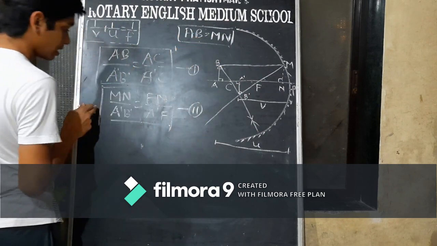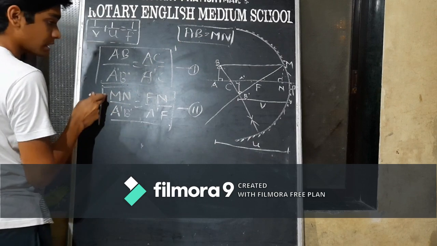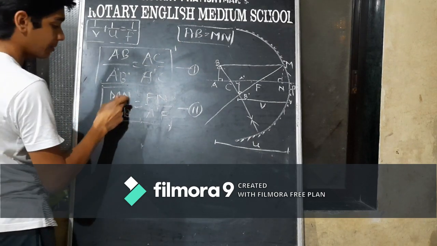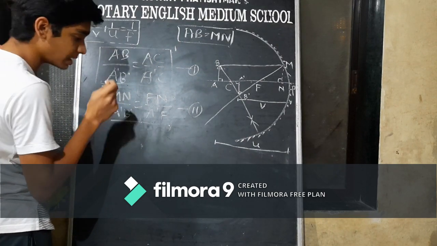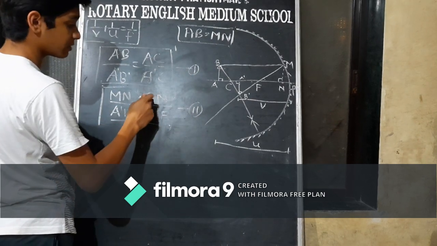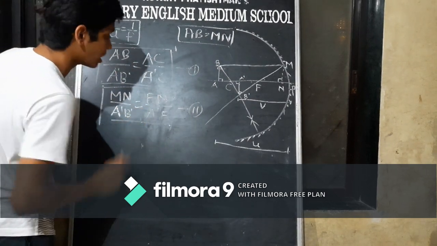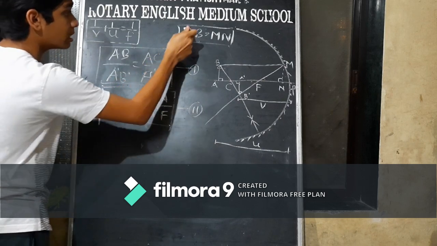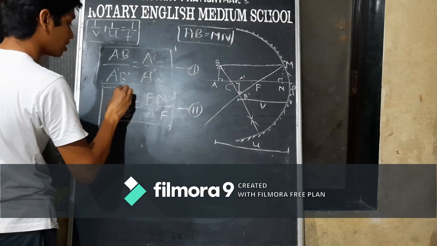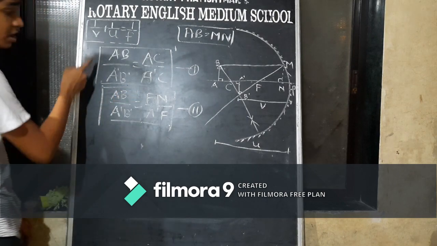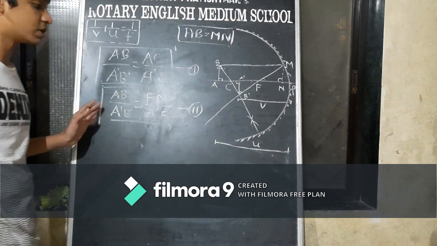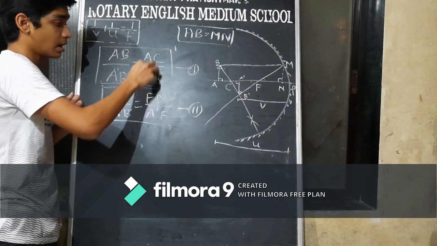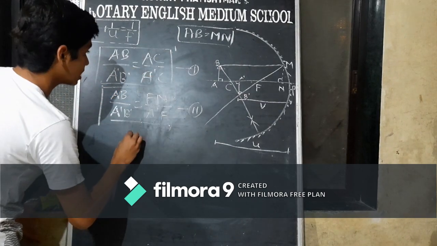Let's replace this in equation 2. So we will get AB upon A dash B dash equals FN upon A dash F, if we write AB instead of MN. So the LHS of both these equations is equal, so the RHS can be equated. Let's do that.